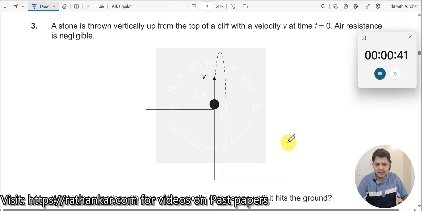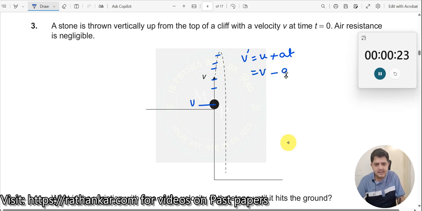Now as you see here, when you throw the particle from here, what happens to velocity? Here velocity is higher, and when it goes upwards, velocity keeps on reducing according to the equation v equal to u plus at. Let me write v dash over here, because this u is nothing but v here. V minus g into t, right? So now if you look at this velocity, velocity keeps on decreasing, and when it goes to this point, velocity becomes 0.